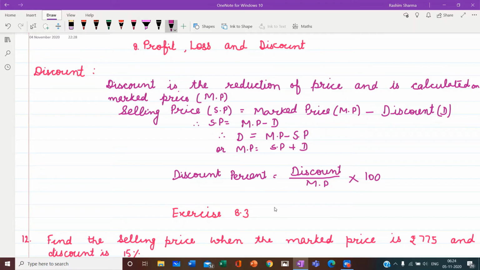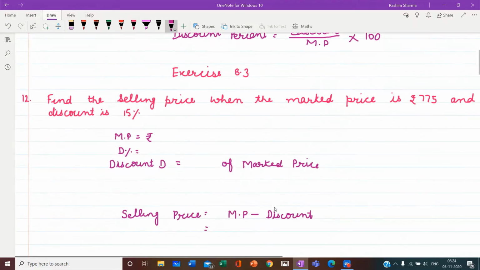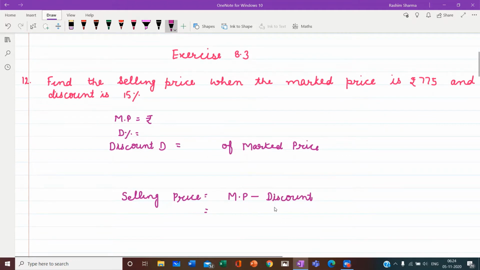Now let us continue with our exercise 8.3. There we have done 11 questions already. Let us start with 12th question. Find the selling price when the mark price is rupees 775 and discount is 15%. Now we know mark price is given rupees 775 and discount percent is given as 15%. It means this discount is on mark price, so this is 15% of mark price.